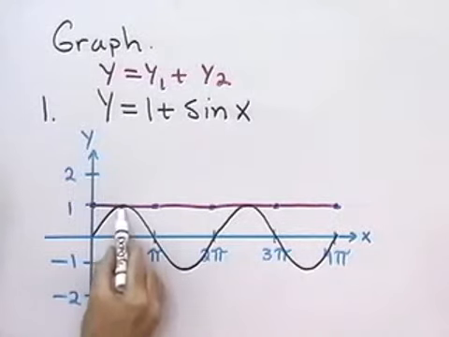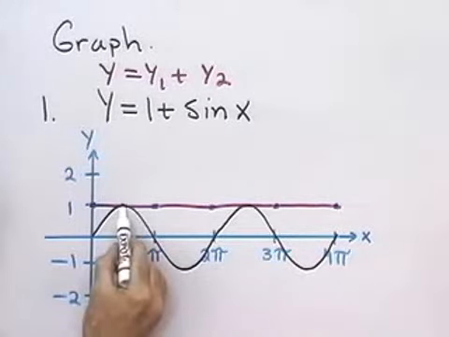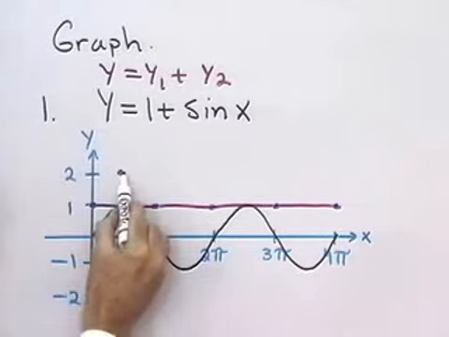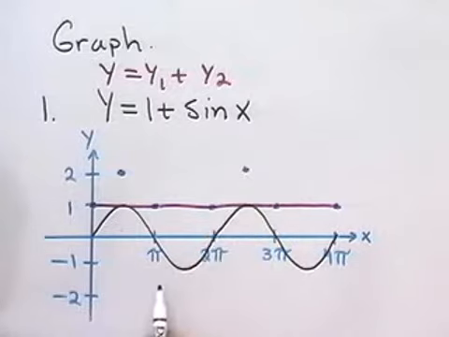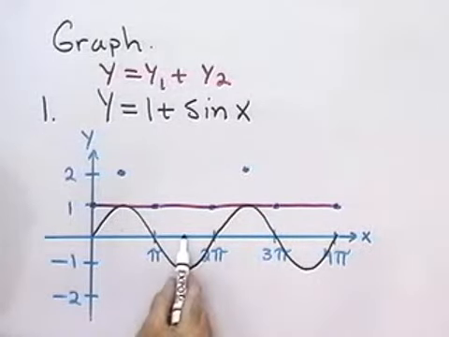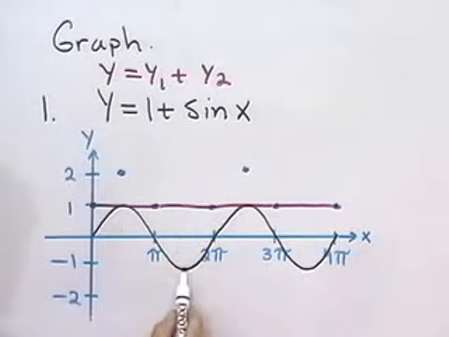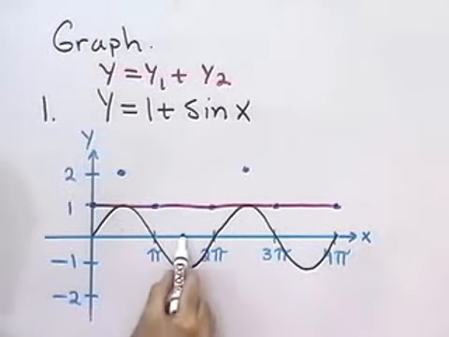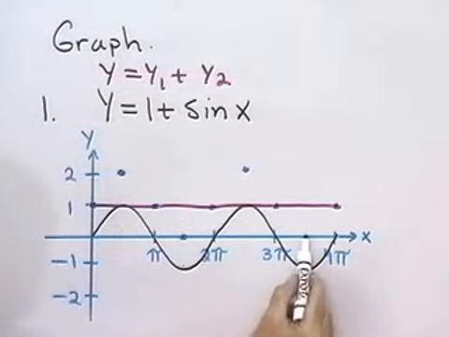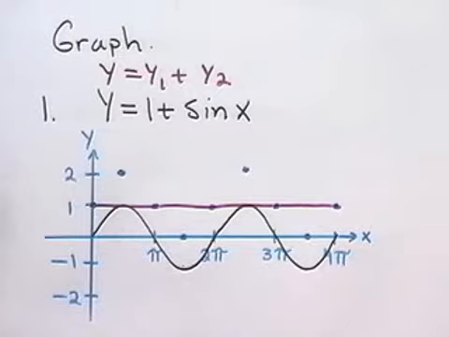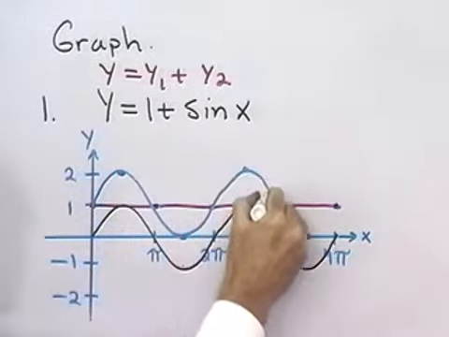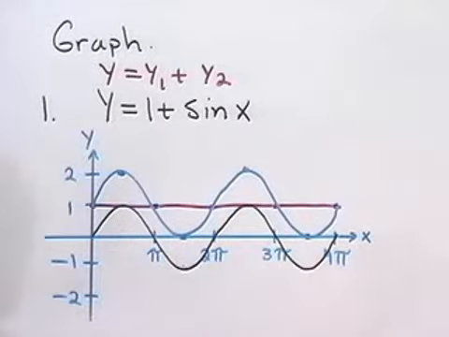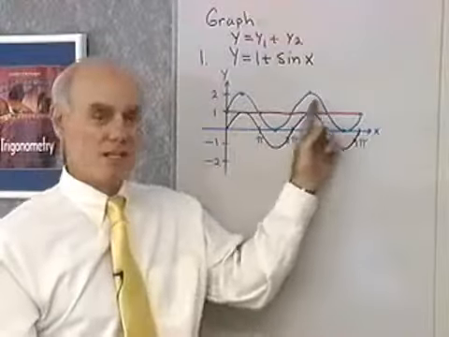Where both graphs are 1, my red graph and my black graph are both 1 right here. When I add those together, I'll get 2. Here's another place where they're both 1, so I'll add those together. That will be 2. At this value of x on the x-axis, one graph is 1, the other graph is negative 1. 1 plus negative 1 add to 0. I have another point like that right here, where I have 1 plus negative 1. That gives me 0. So if I connect these points with a smooth curve, I have the graph of the sum of those two functions. So my blue graph right here is the graph of y equals 1 plus sine x.